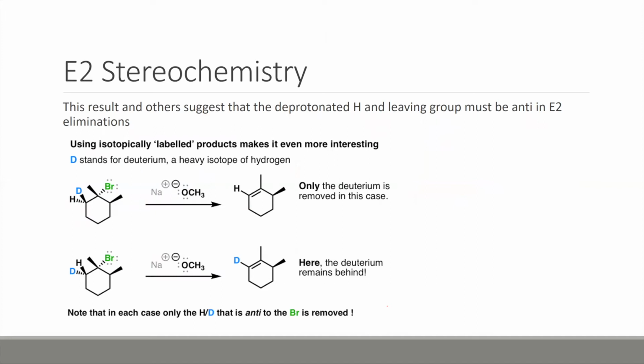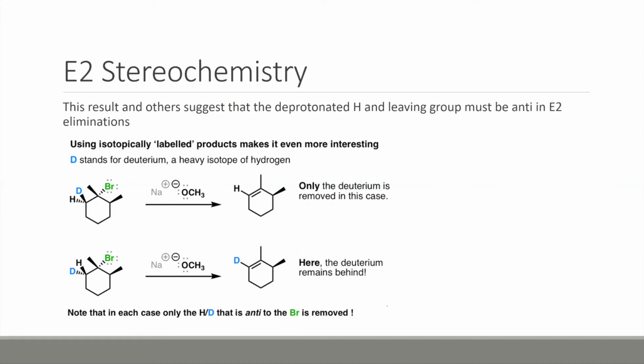Again, these results suggest that the hydrogen and the leaving group have to be anti from each other. That means if one is up, the other has to be down. Or if one is shown as a wedge, the other has to be a hash. You can see it a little bit better in this type of example.